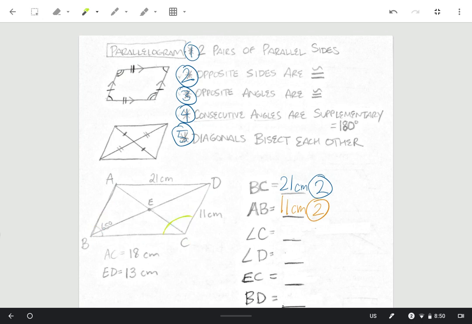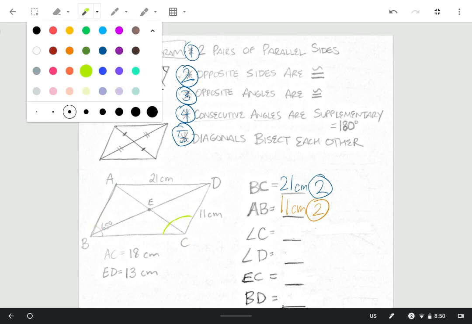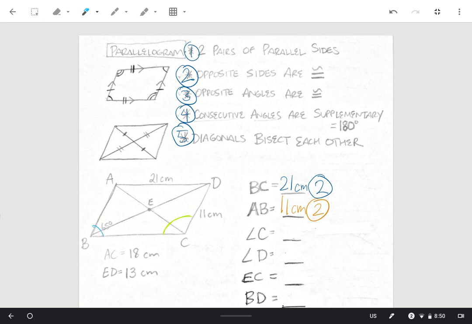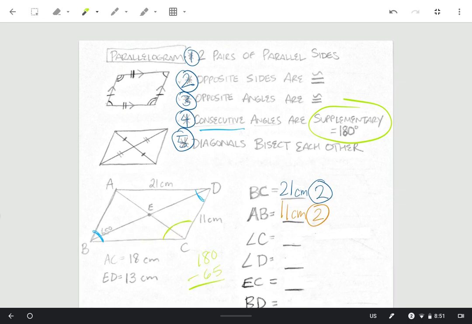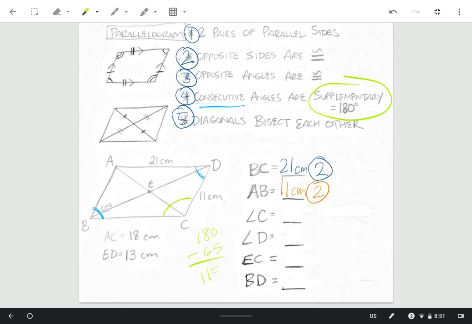Angle C. Here's angle C right here. We know that angle B is 65. And we can see that these are not opposite angles, because that would be like angle D and B. But now B and C are going to be consecutive angles. So if they're consecutive angles, that means that they have to be supplementary. So really quickly, all I have to do is do 180 minus 65 and get the answer that way. And I should get an answer of 115 degrees. And we're using property number 4.